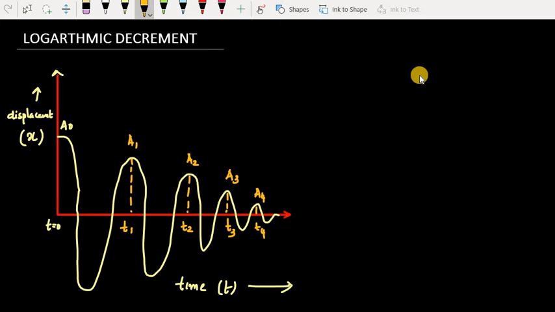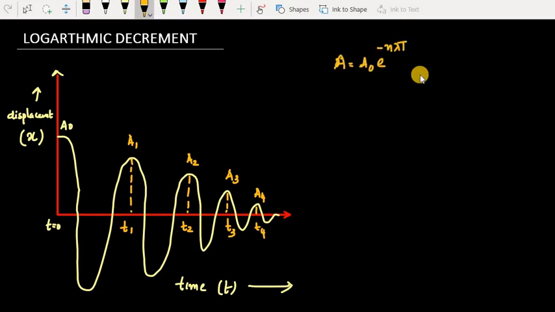Today we are going to discuss the logarithmic decrement. You can see in this graph, this is a common type of displacement-time graph. This is in the case of a damped oscillation, or I can say an underdamped oscillation. Here we represent the displacement x.